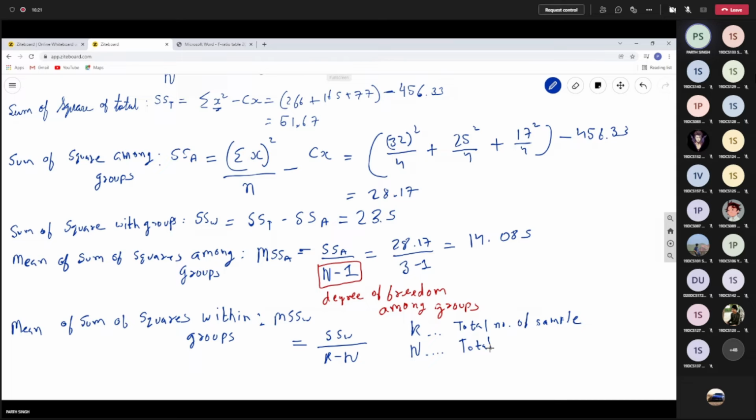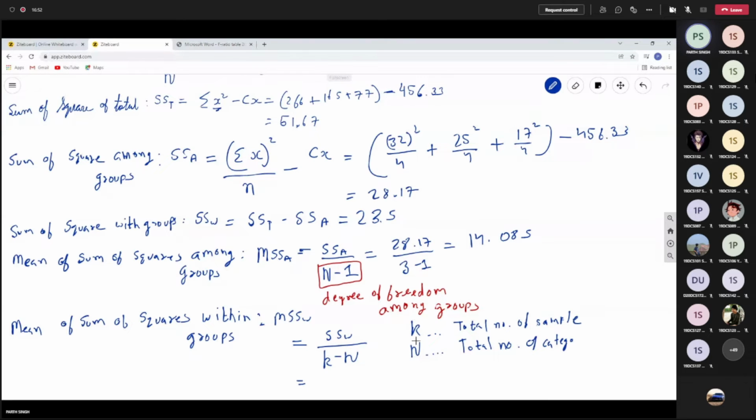And as I have already said, total number of categories. Above, we took 3, total number of categories. What is the value of K? How many total samples did we take? Yeah, 3 groups, 4 per group, right? So the total number is 12.